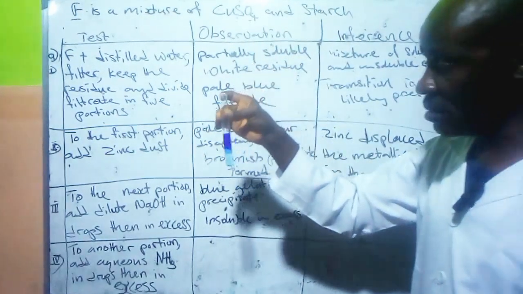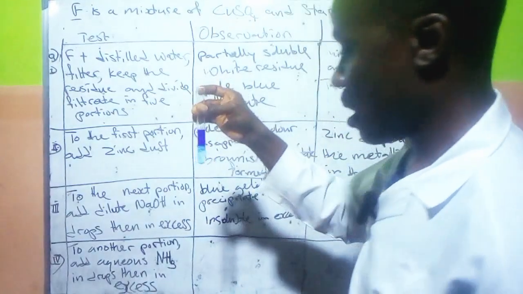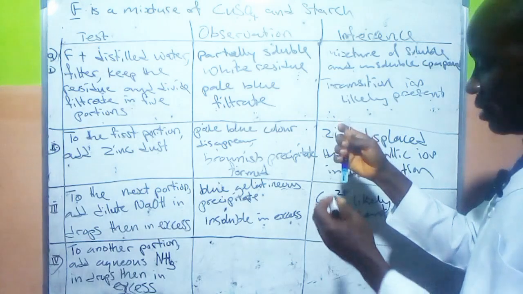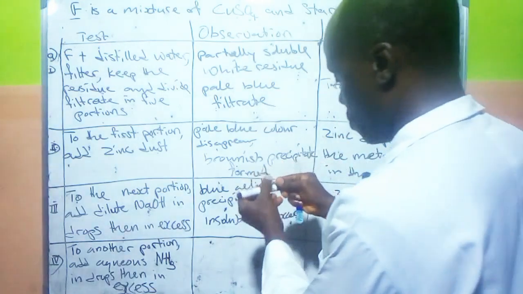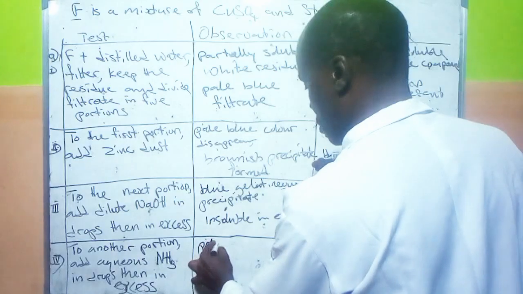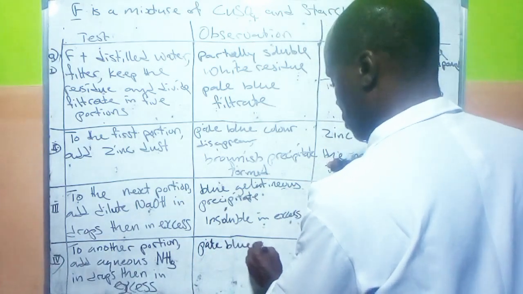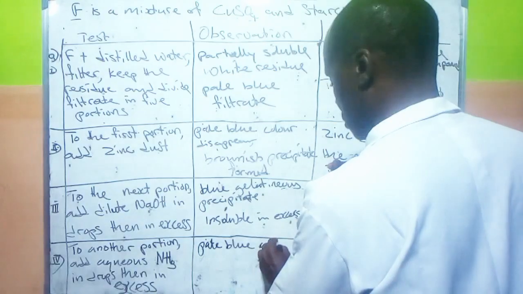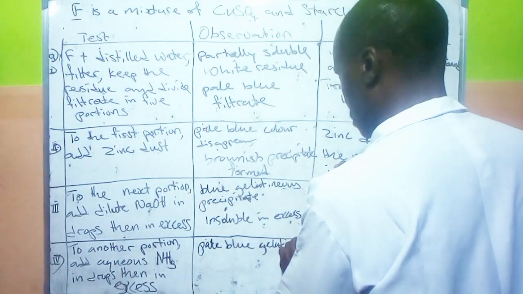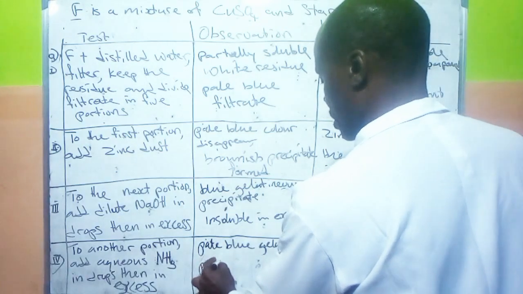So I want you to know this. In the region of limited aqueous ammonia, we have what? Pale blue gelatinous precipitates there. So we can say there is a pale blue gelatinous precipitate.